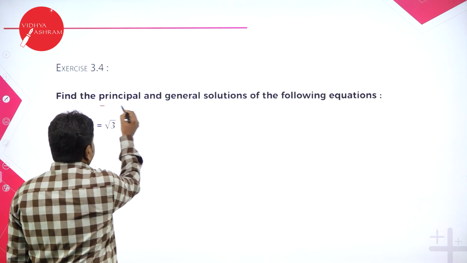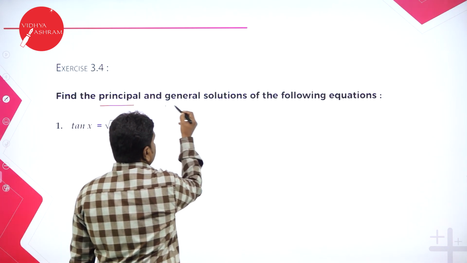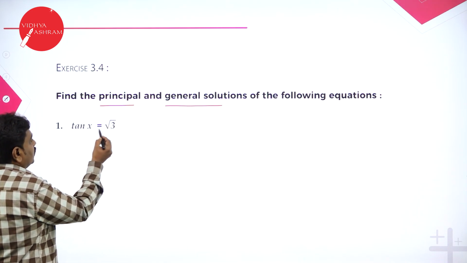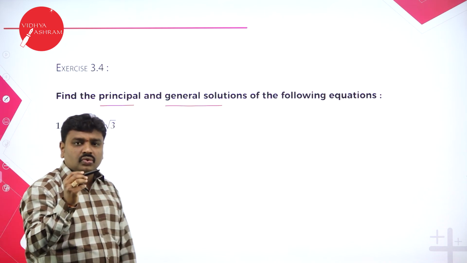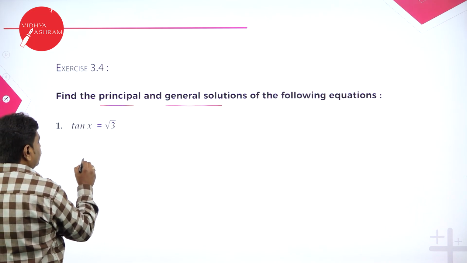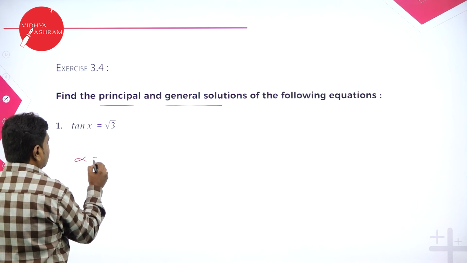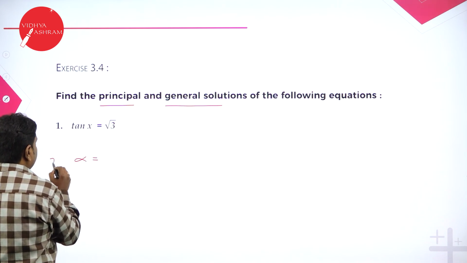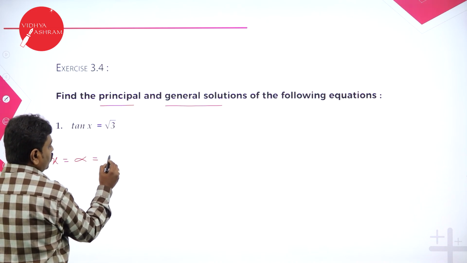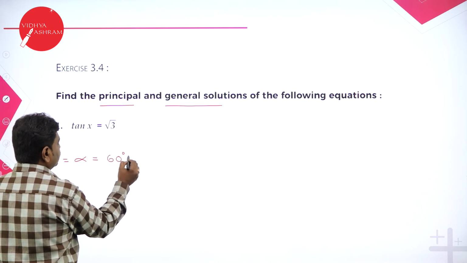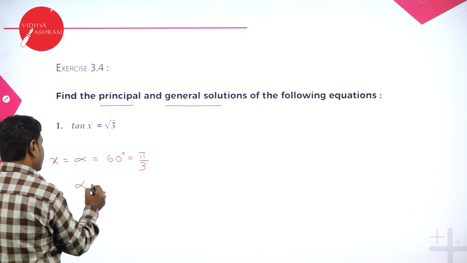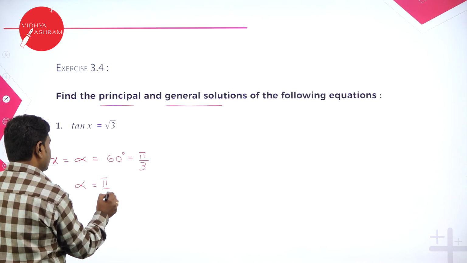Find the principal and general solutions of the following equations. The first equation, they give tan x is equal to root 3. Now in the tan table, one of the values that gives you root 3 is alpha. So in the place of x we have alpha called tan. What is root 3? 60 degrees. 60 degrees means what? Pi by 3. So first you should get one of the values, we call this the principal value.